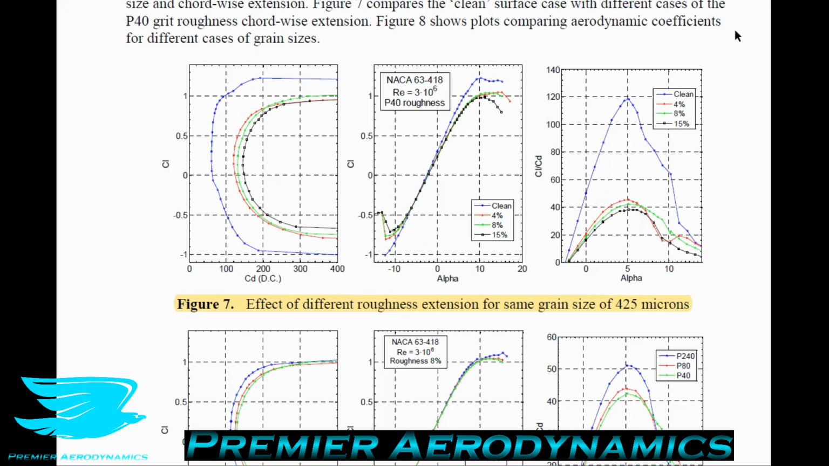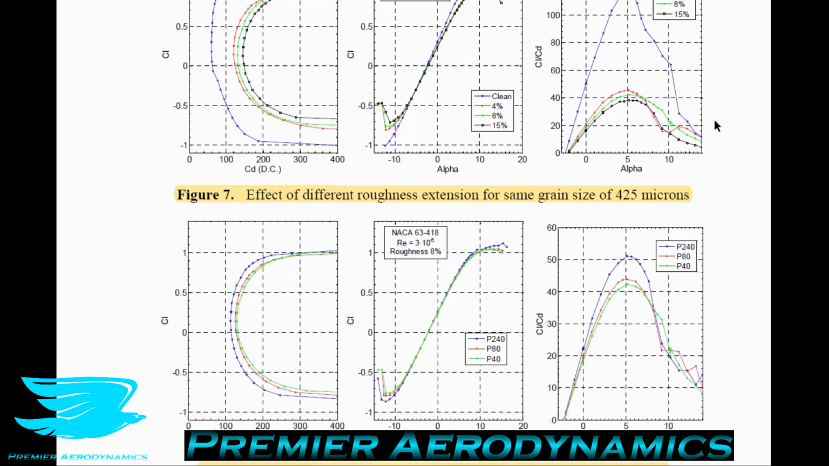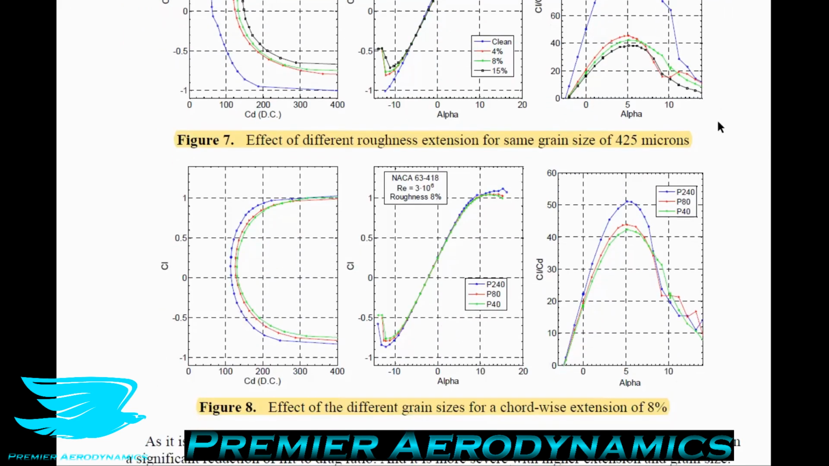This was for quite a rough sandpaper, 425 microns. So that's probably for the P40 or P60 grit. Now let's look at the effects of the different grain sizes on the airfoil performance when it's just located on 8% of the blade. So from the leading edge to 8% down of the chord.